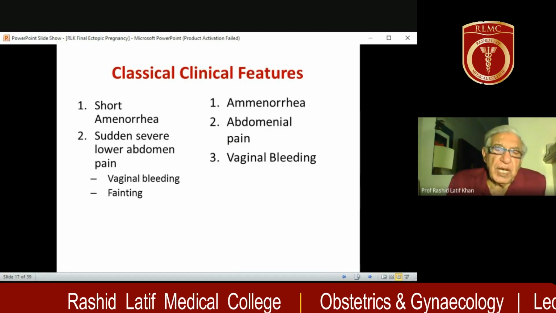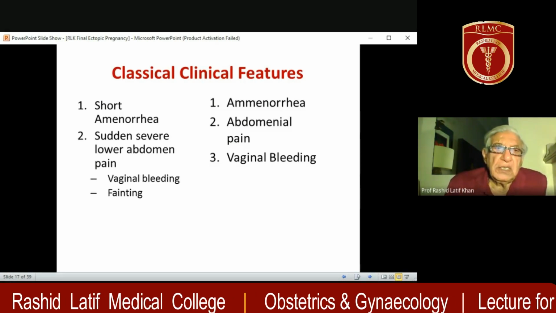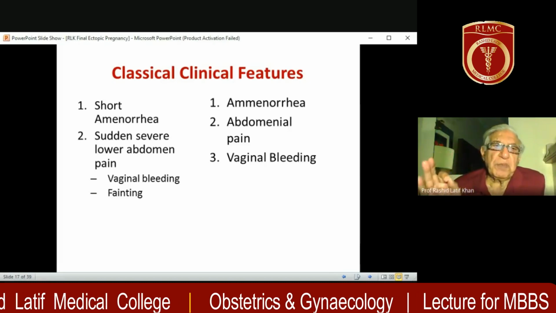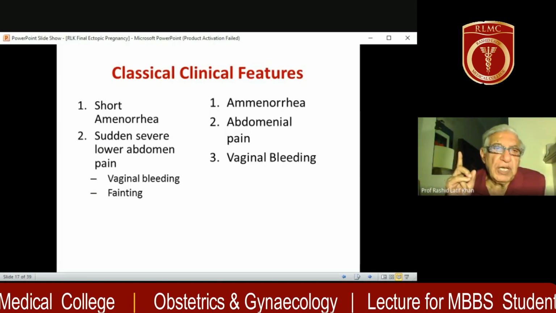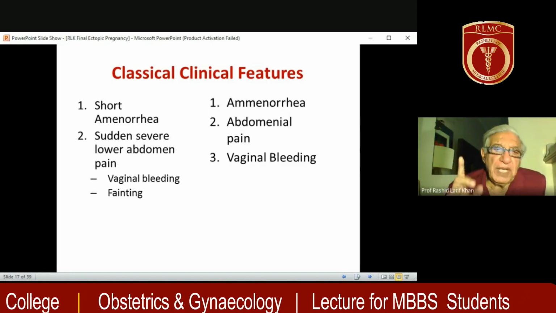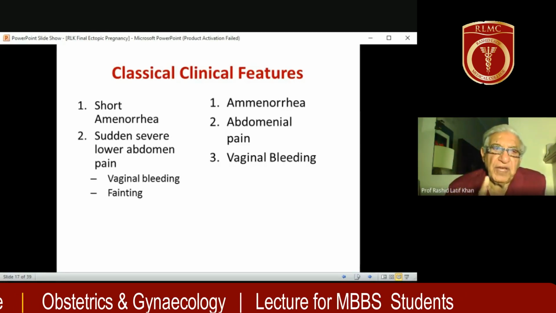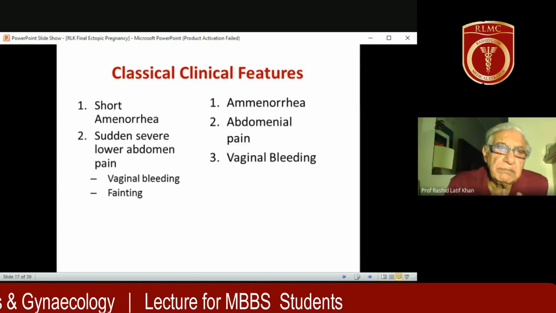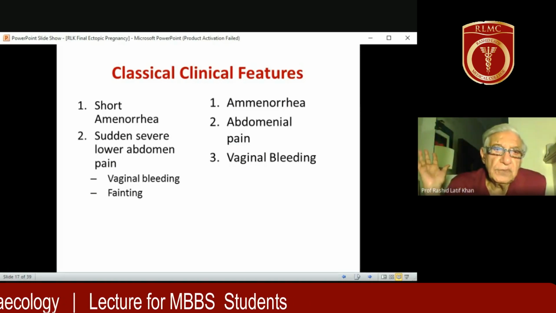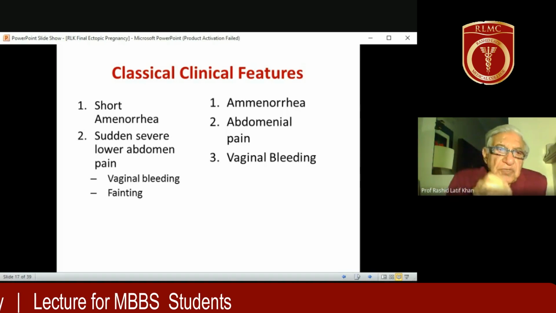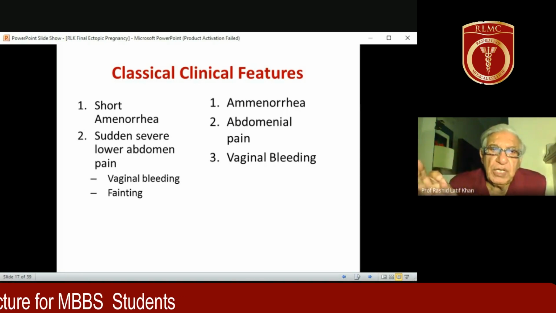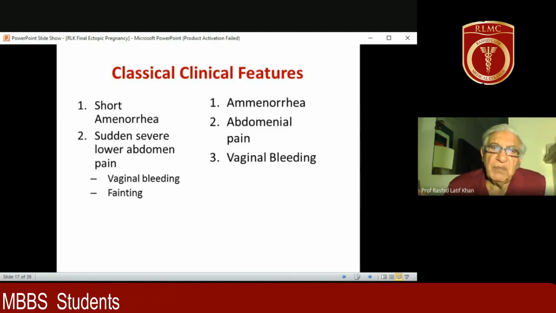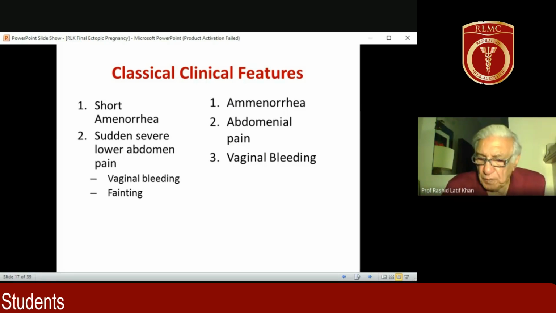Again, I have put this slide. Clinical features of a classical presentation: short amenorrhea, sudden severe lower abdominal pain, vaginal bleeding, and fainting. If these clinical features are there, it is ectopic. Mind you, no delay. These three features, amenorrhea, abdominal pain, and vaginal bleeding, mean ectopic. Hurry to control the bleeding which is taking place inside.